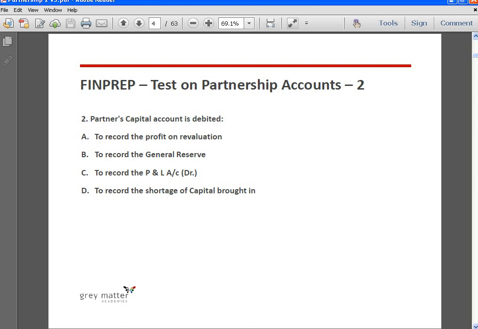Okay, so here when we record profit on revaluation, the entry is revaluation account debit to partners capital account. So here we are crediting partners capital account and so A is not the answer. Similarly, when we distribute the general reserve, entry is general reserve account debit to partners capital accounts and so B is not the answer. C is to record P&L account debit balance. Yes, so when we are transferring the accumulated losses, we'll be debiting the partner's capital accounts and crediting the accumulated losses and hence C is the answer.